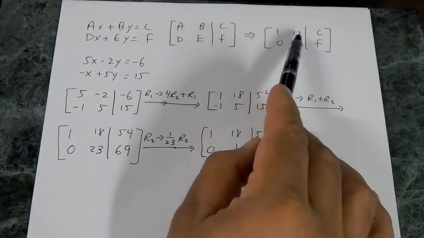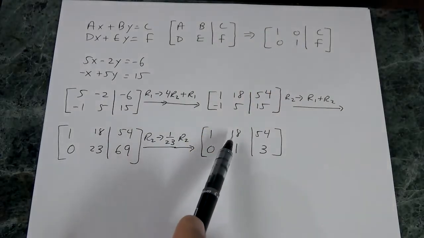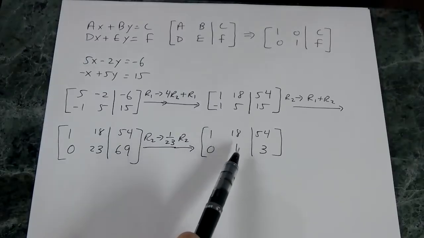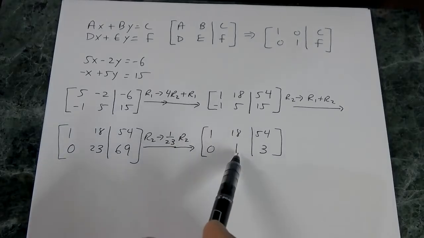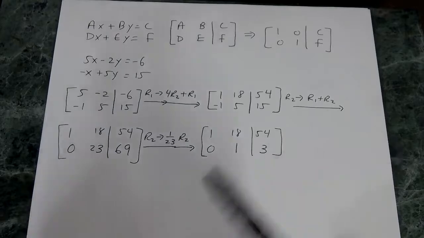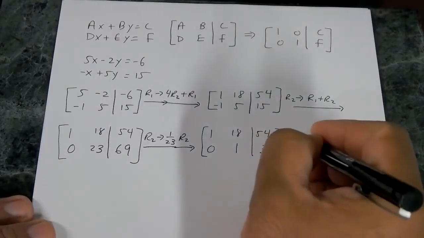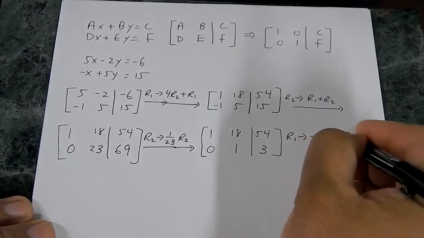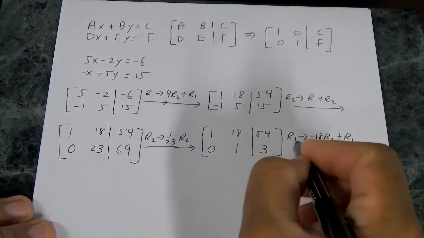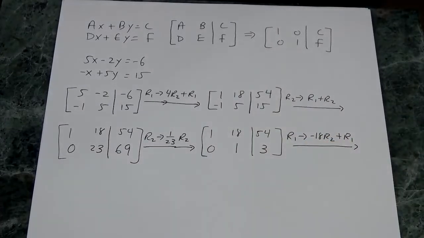Now I need that 0 up here. So I got to make this 18 a 0. What's the best way to make this 18 a 0? And the easiest? Well, since you have a 1 here, you're going to take the opposite of that, which is negative 18 times row 2, and add it to row 1. So I'm going to rewrite row 1 as negative 18 row 2 added back to row 1. Let's see what happens.